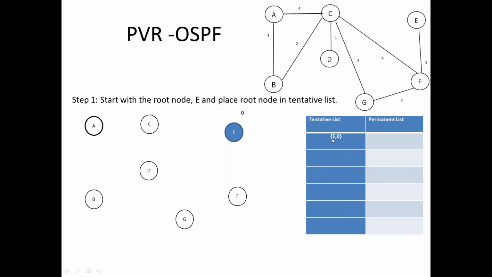The value is nothing but the node name and the cost. So for E, to go to E, the value will be 0. Okay, from E, I need to go to E, so the value is taken as 0, that is E comma 0. And the permanent list will be empty. So for the first time, the permanent list will be empty and the tentative list will be the root node. That is, in our case, it is E, and the cost to reach E from E is 0. So this is our first step.